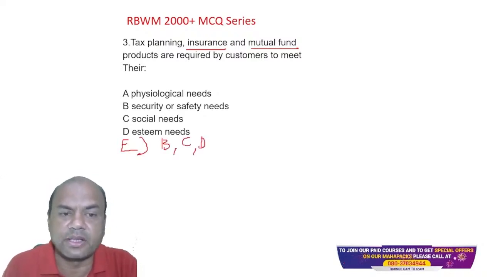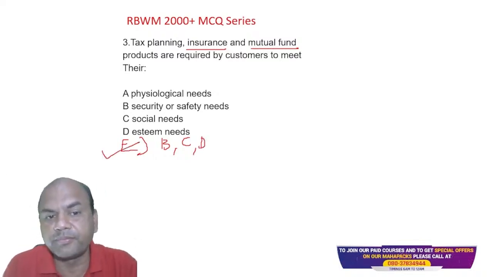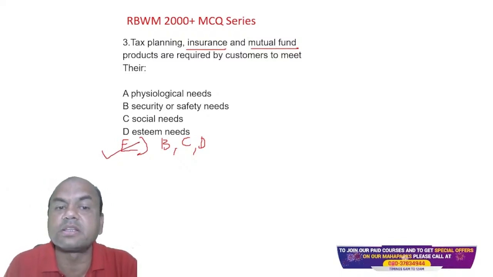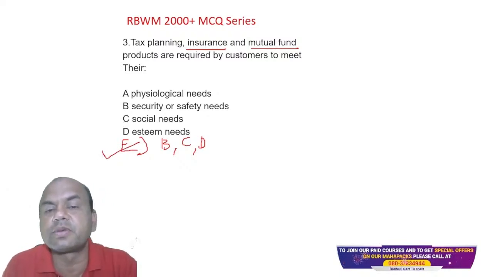So is the option E? Correct, the option is E. Okay, B, C and D both. Physiological needs, these insurance and mutual fund are not sold.